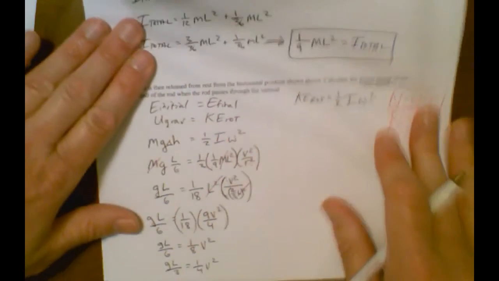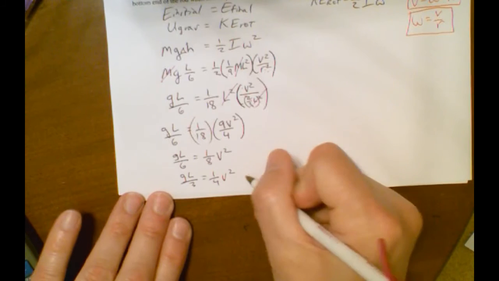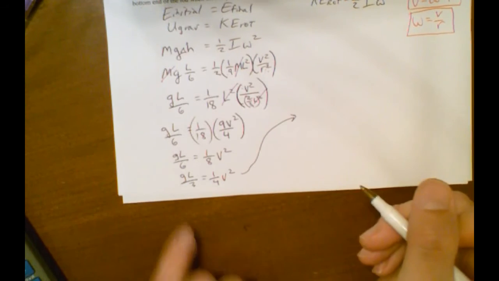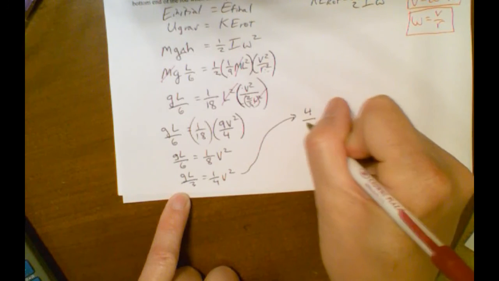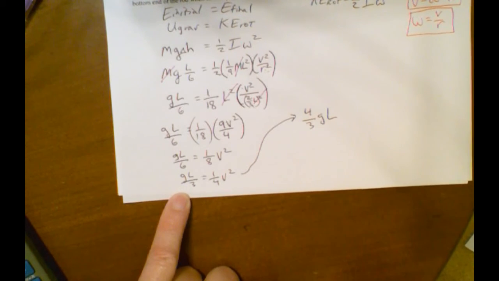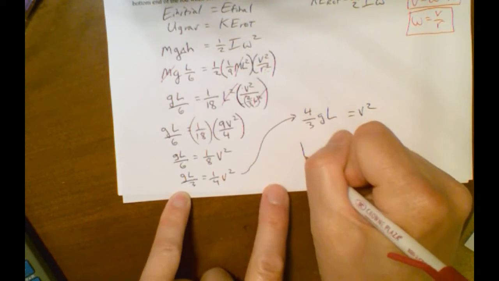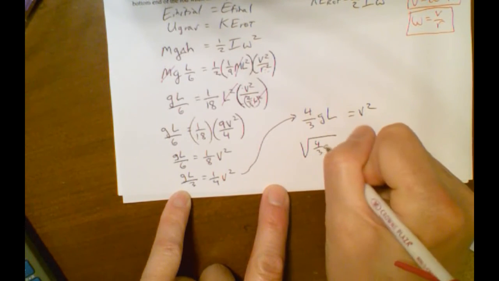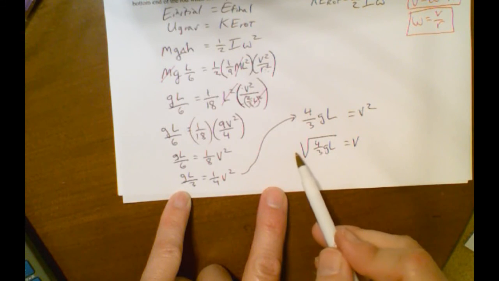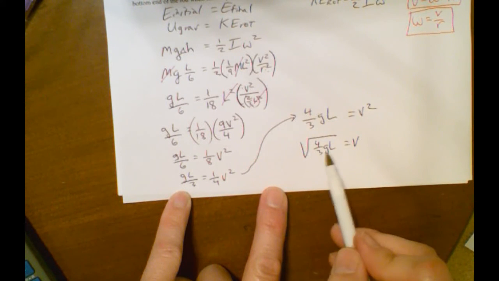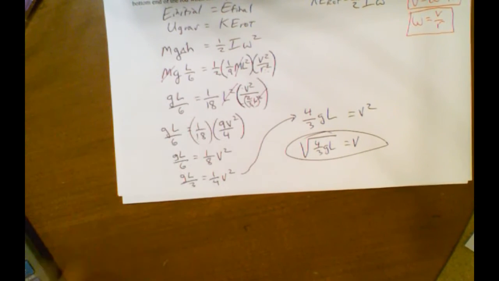So now I'm going to try to multiply through. So this would be 4/3 GL is equal to V squared. So I'm going to say radical 4/3 GL is equal to V. Then maybe they want you to simplify that as 2 times radical GL over 3 is equal to V. I don't think at that point it would matter. And again, I don't think here that's that big of a deal.